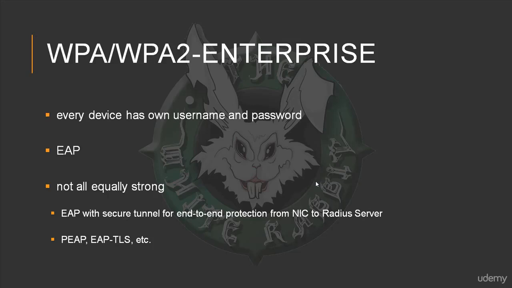And then it uses EAP, which is Extensible Authentication Protocol. So with EAP, then various kinds of authentication can happen on top of it, and not all are equally strong. It is therefore highly recommended to use EAP with some mechanism with a secure tunnel for end-to-end protection. And this will be end-to-end between the network interface card and the RADIUS server on the other side. Examples of this are PEAP, which is Protected EAP, and EAP-TLS, using TLS as a secure transport layer. We also saw that WPS is not recommended because it has great weaknesses, even though modern access points try to make it harder to do something about that.